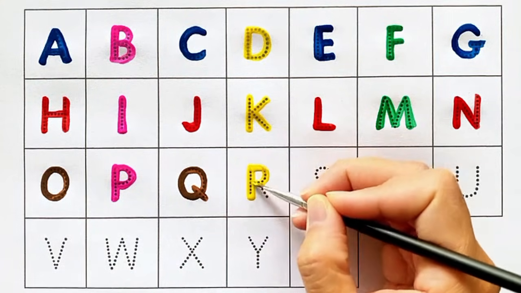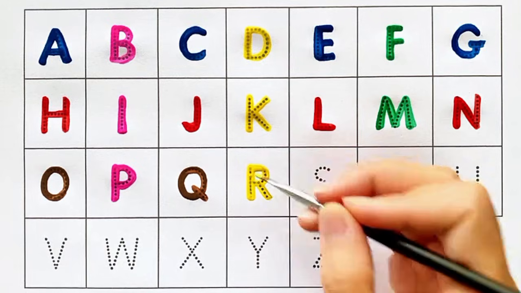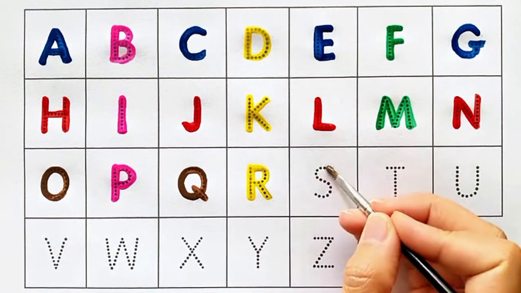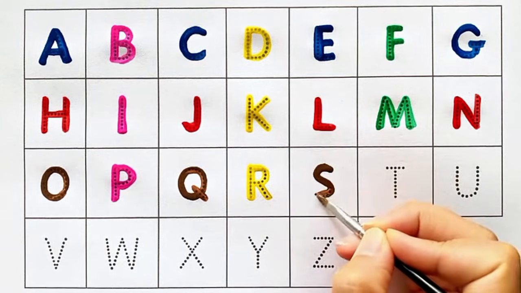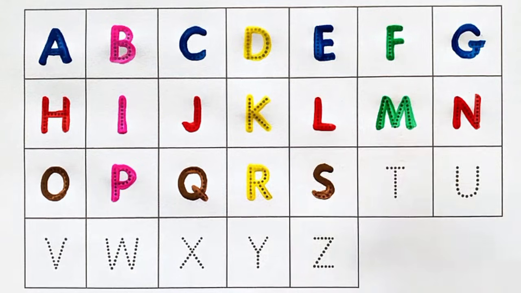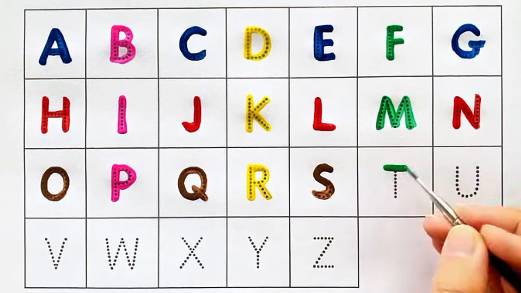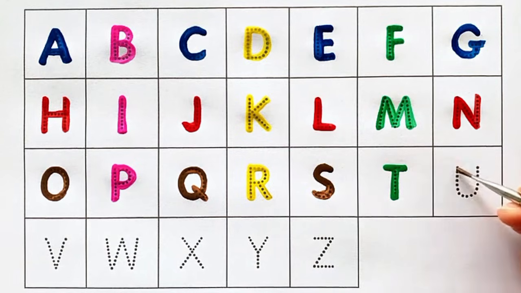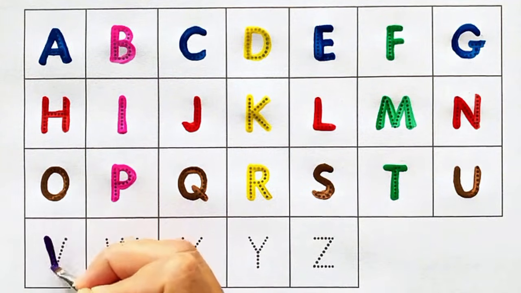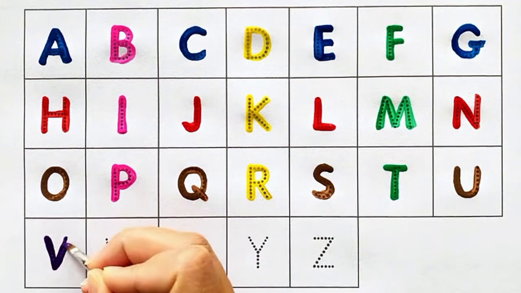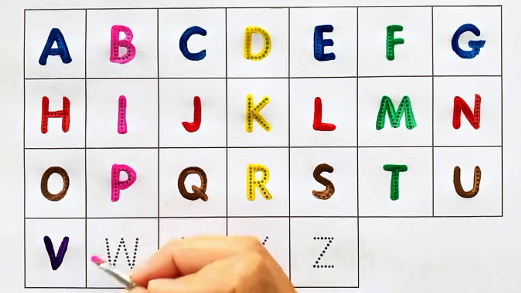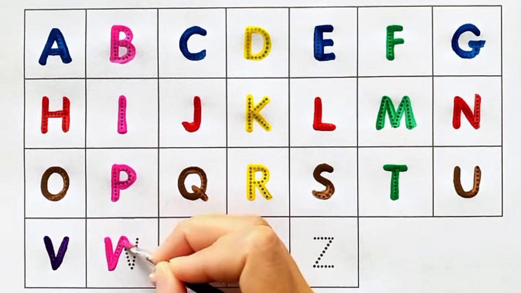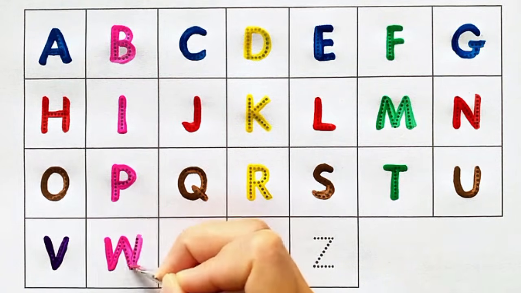R for rabbit. S for snake. T for tiger. U for unicorn. V for van. W for whale.